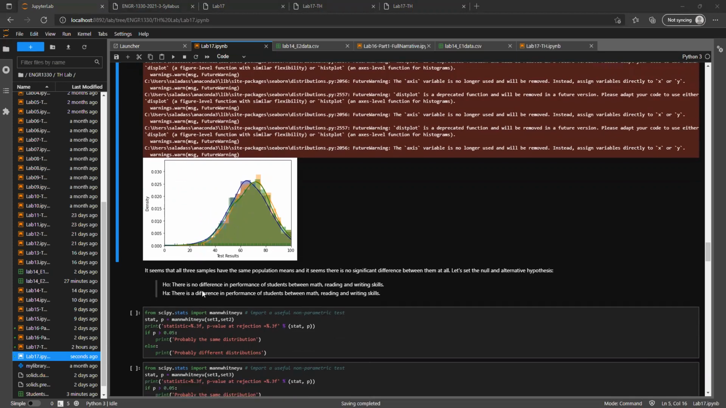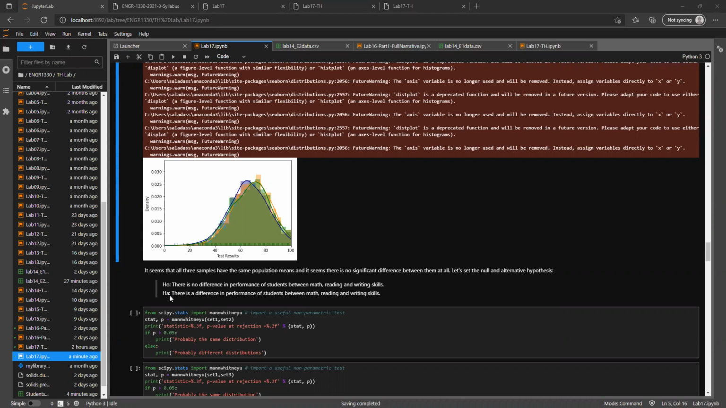So let's do the tests we need to do. What is our null hypothesis? The null hypothesis is there is no difference in performance of students between any of their tested skills. There just so happens to be 3 on this exam. There could be a bunch. The alternative hypothesis is there's at least one difference in performance of students between math, reading, and writing.